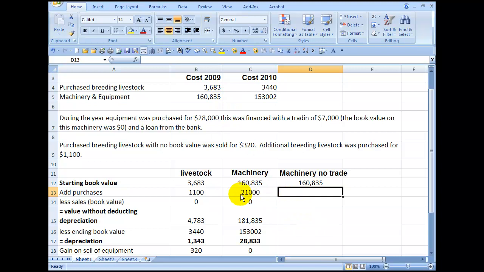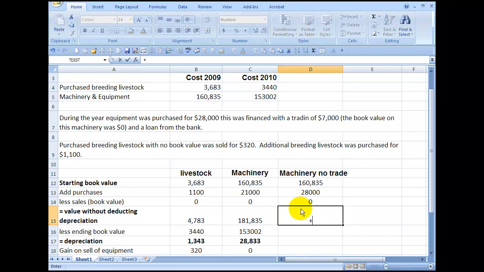The difference is now that our purchases, because suppose that we sold the old equipment for $7,000, we bought new equipment for $28,000, and they were separate transactions. So we'd actually record $28,000 here as our purchase. Our sales are still zero because the value of what we sold was zero. And so it should be the beginning plus the purchase minus the sales.